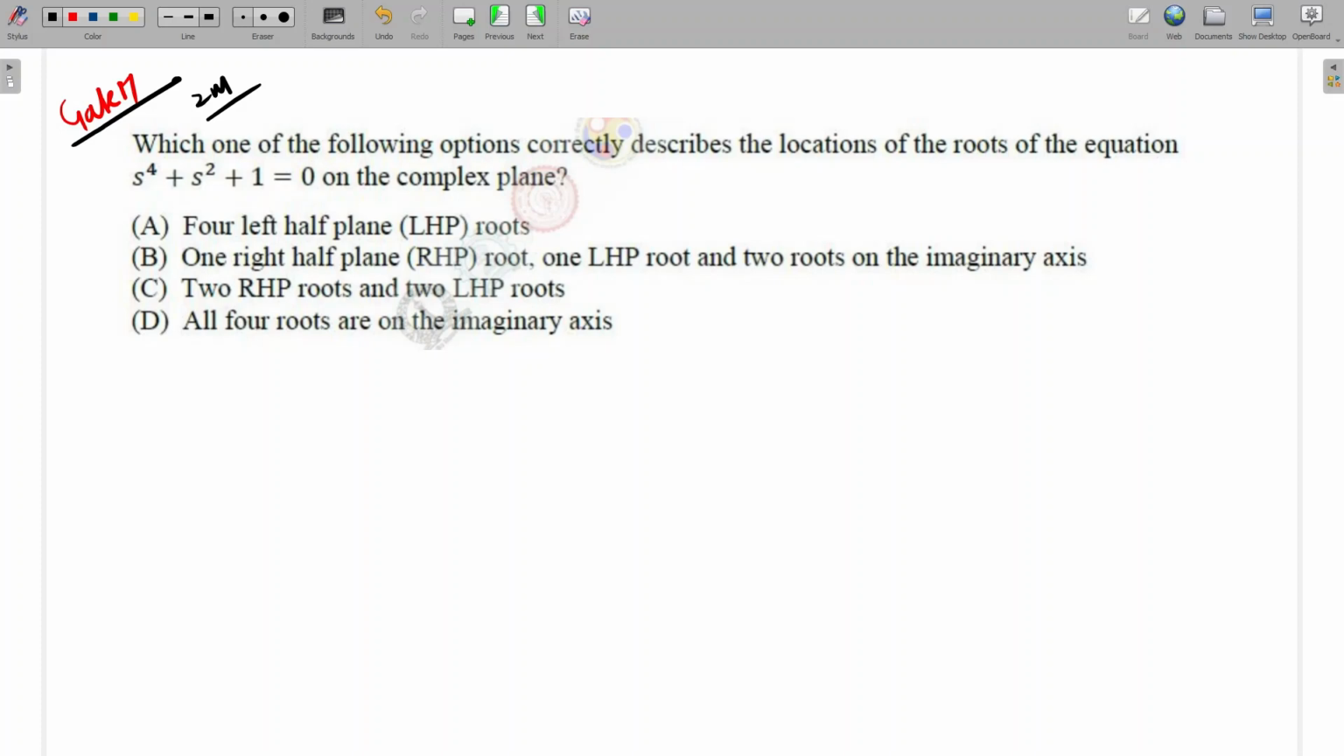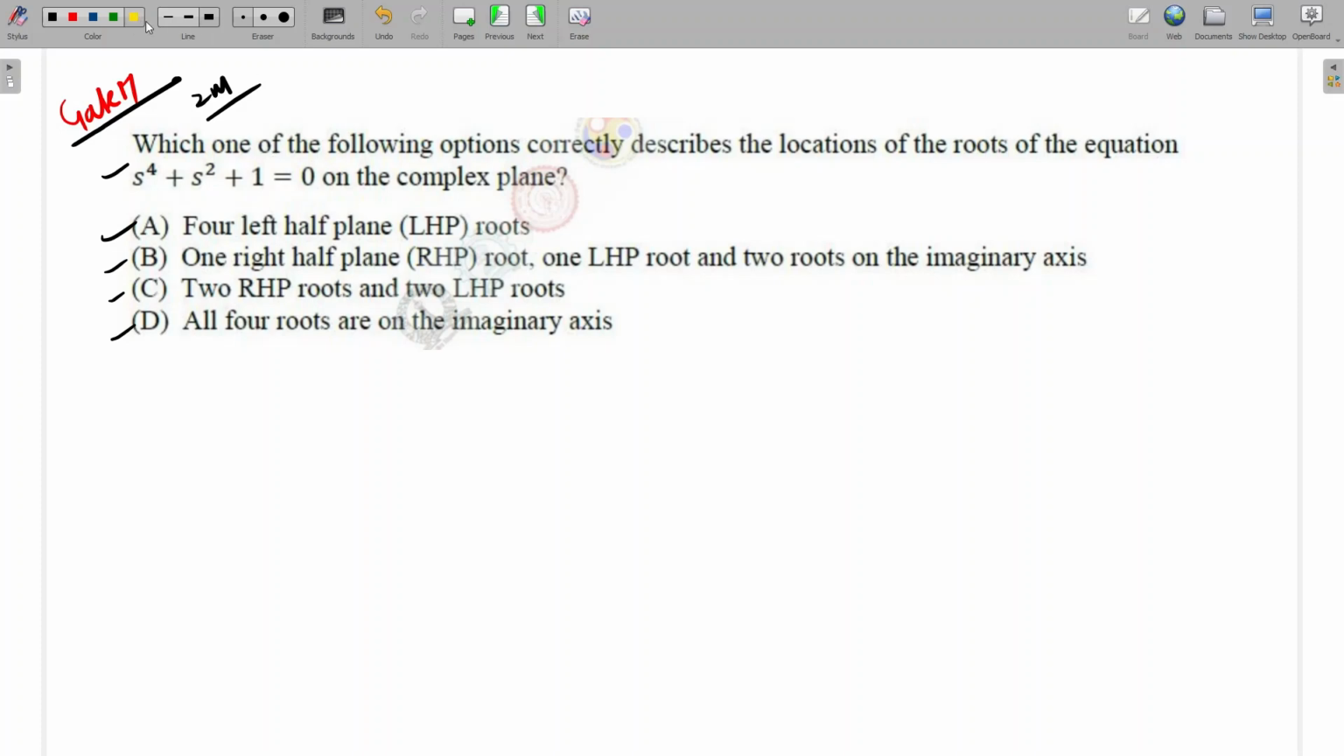Characteristic equation is given, and it is asking how many poles will be there in the left half. There are 4 options, out of which one will be correct. 4 poles will be there, so we have to find the location of the poles. We can apply the same rule whatever I have told.